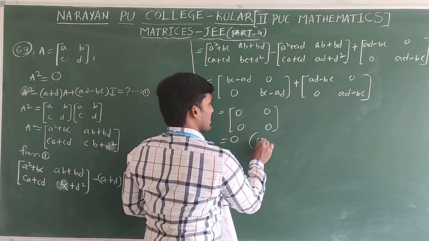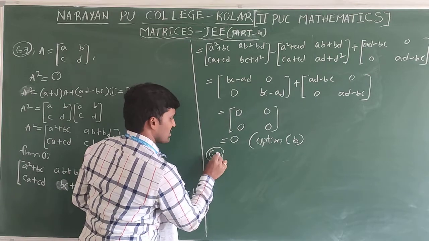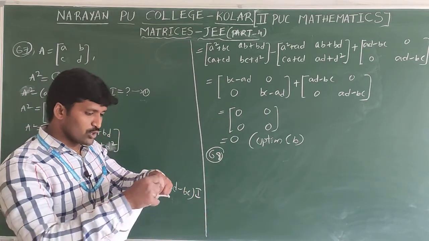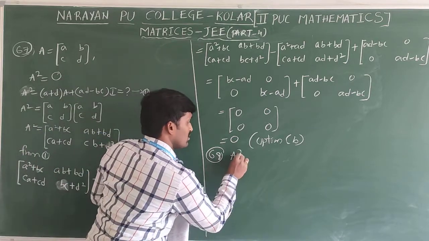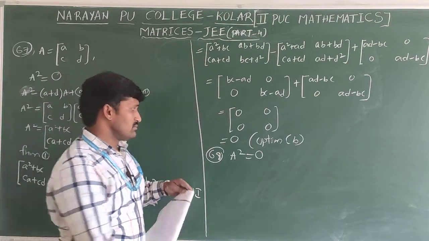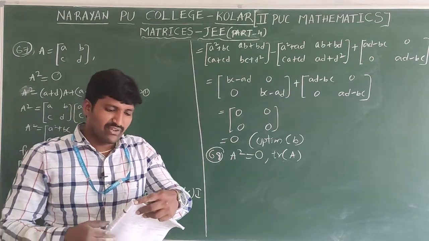Option B is the correct one. Question 68 is related to 67 only. Consider a matrix A of order 2 by 2 such that A square equal to 0. Then they are asking the trace of A.